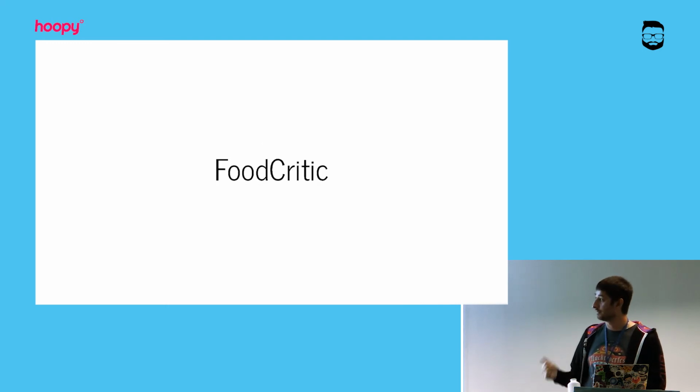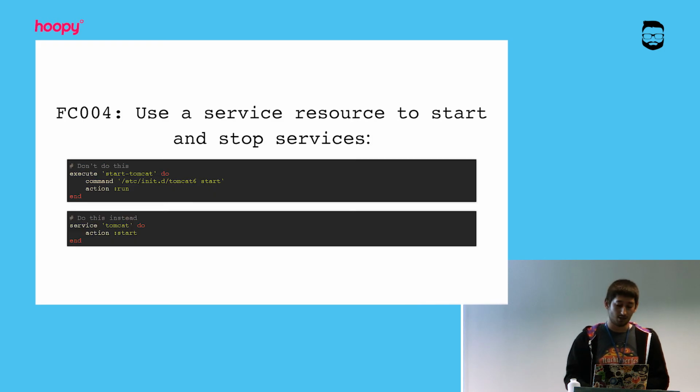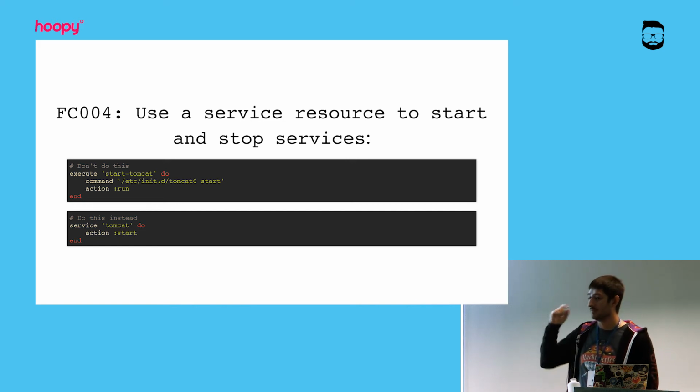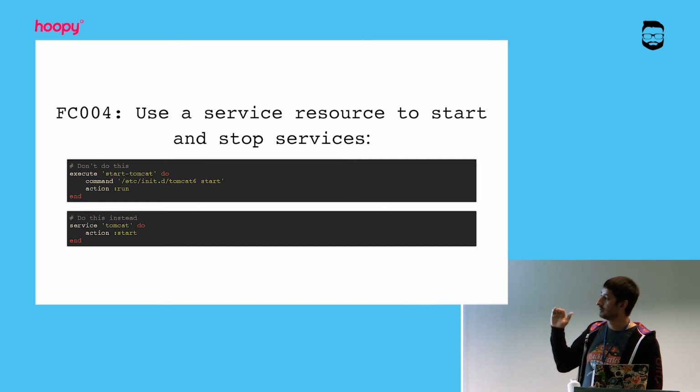Then you've also got something called Food Critic. So Food Critic is for Chef-specific issues. So for instance, in this example, we're basically starting the Tomcat service by directly calling out to the service, or out to the sysvinit service file.